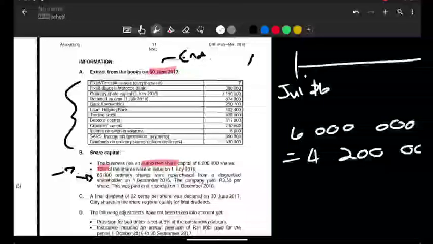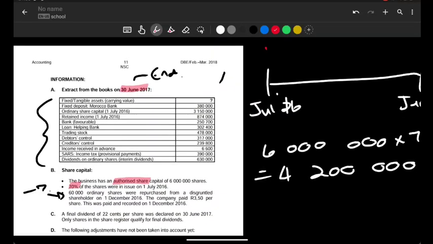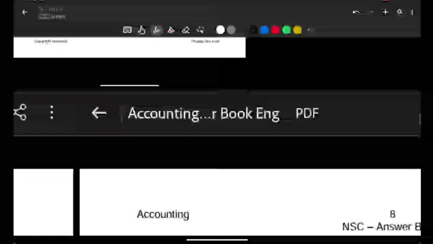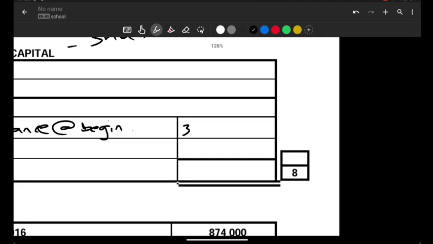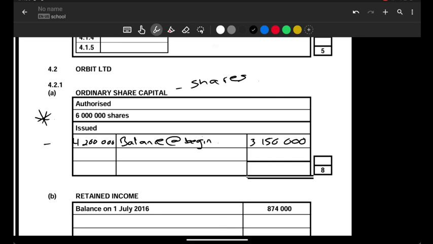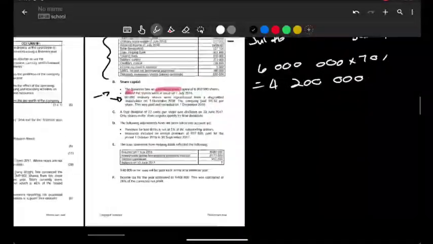Moving on, we have our first line, fixed assets, fixed deposit, ordinary share capital on 1 July 2016. So that would be right here at the beginning of the financial year. And that is how much? 3,150,000. So there we have it at 3,150,000. So we have our beginning 4,200,000 shares in issue, and their value is 3,150,000, right? Moving on to the next point.